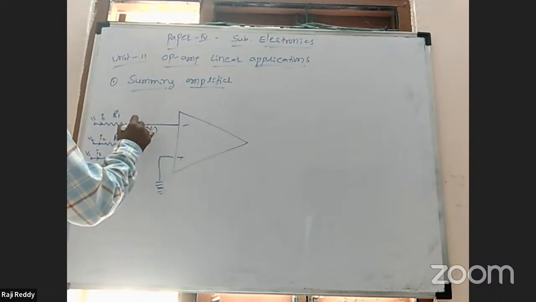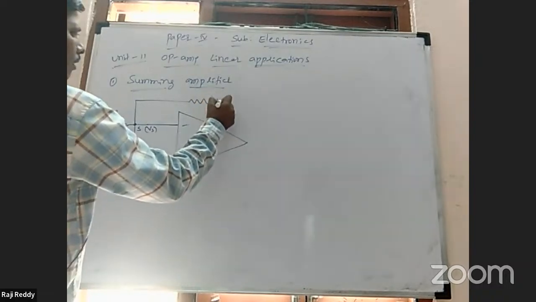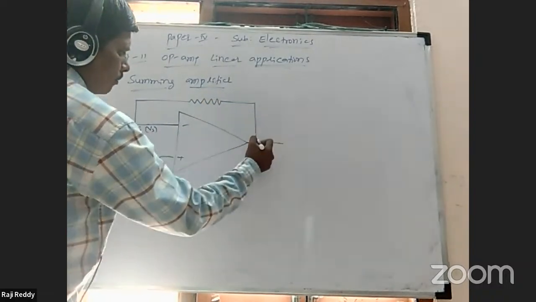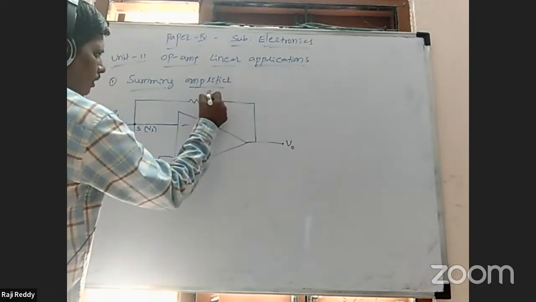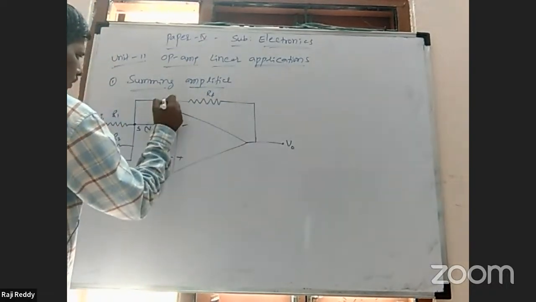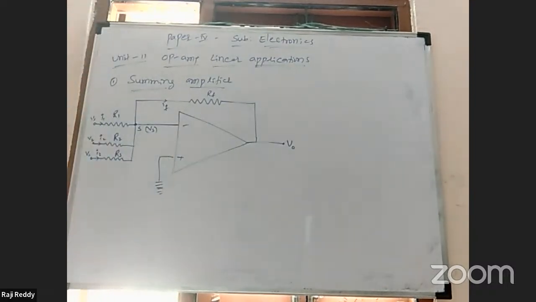Again, this is connected to the feedback. V naught is giving feedback to the input through the resistance RF. So here the current is IF, the feedback current, through the feedback resistance.